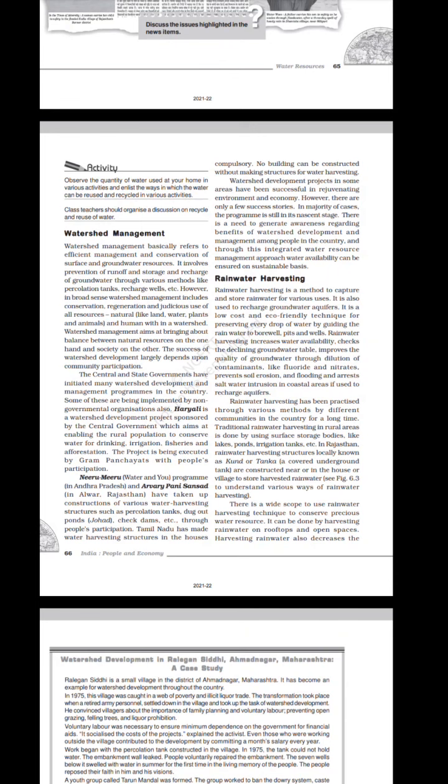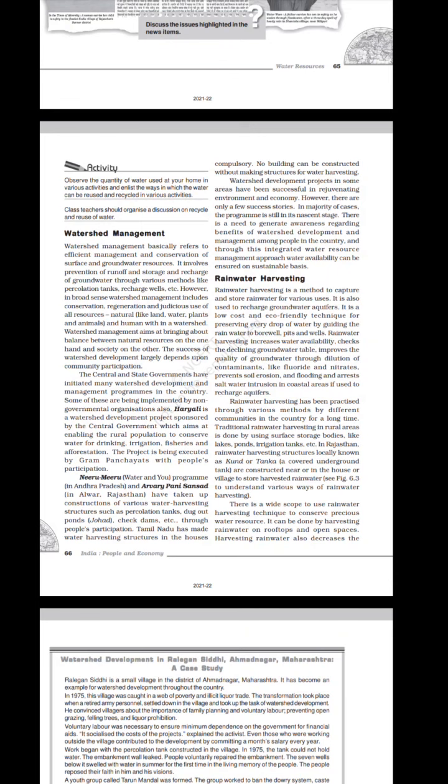Rainwater harvesting has been practiced through various methods by different communities in the country for a long time. Traditional rainwater harvesting in rural areas is done by using surface storage bodies like lakes, ponds, irrigation tanks, etc. In Rajasthan, rainwater harvesting structures locally known as kund or tanka, a covered underground tank, are constructed near or in the house or village to store harvested rainwater.